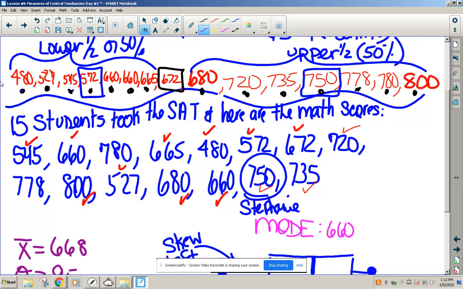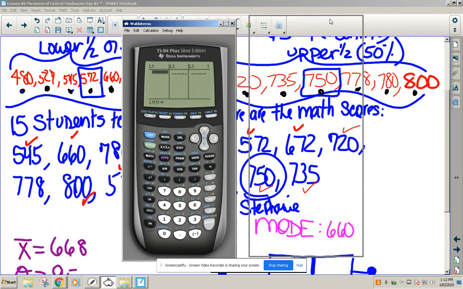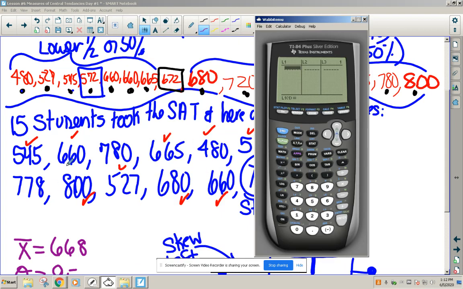Now, I could do this all just by listing my data in order, or I can go back to my calculator and go second, memory 4, enter. And now, when I go into my list, I only have one list. So if I wanted to put these 15 values into my list, I am just going to go up and down so I can move my calculator over.